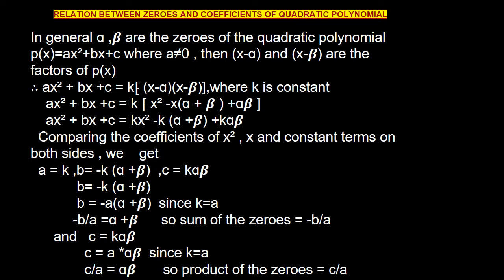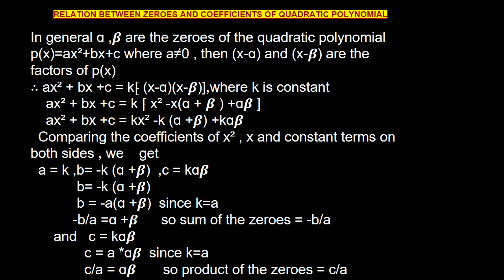What is k? k is equal to a. So c is equal to a into alpha into beta. When we transpose this a to the left side, we will get c by a is equal to alpha into beta. That is, the product of the zeros is equal to c by a. So the sum of the zeros, alpha plus beta, is equal to minus b by a.